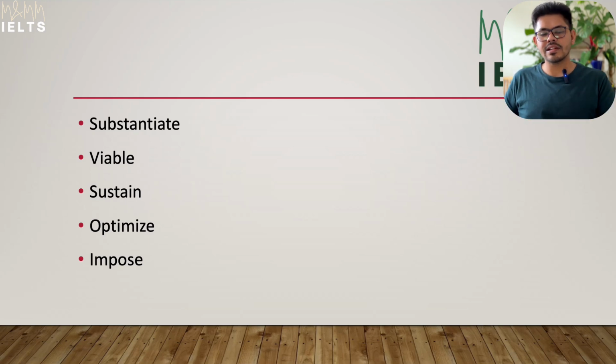And the next is something opposite of optimize. So optimize is a positive word. Impose is a very negative word. So impose means if I'm imposing something on you, it means I'm forcibly asking you to stop something. It's not a request, it's a force. Okay. So impose means you are asking someone to stop something forcibly.